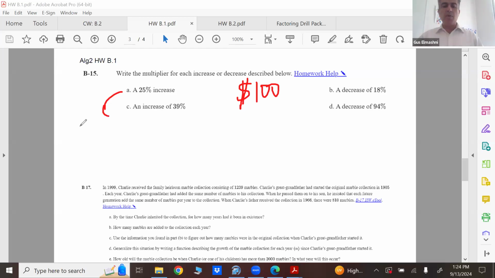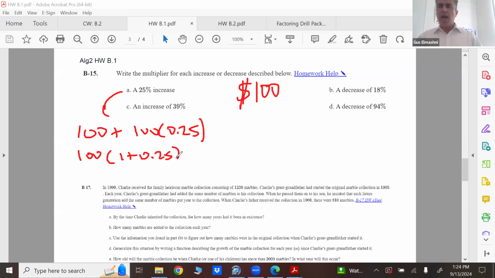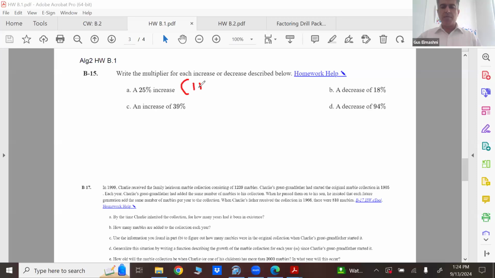So in this case, it should be 100 plus 100 times 0.25. That's what's happening, right? But if you pull out the 100, you have this. So you're adding the percentage onto 1. So a better way to approach this problem is to say 1 plus R, or 1 plus 0.25. Because remember, percentages can be expressed as decimals. You just move the decimal point from right to left twice.